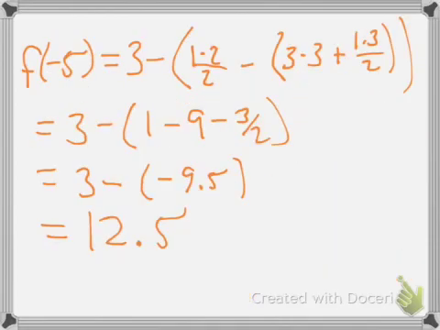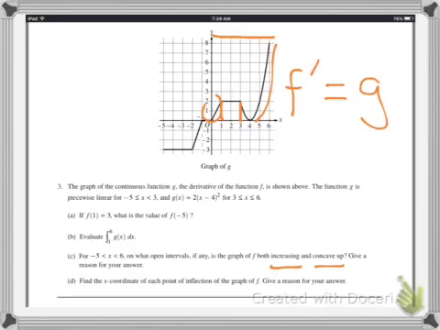Alright, now letter D. It says find the x-coordinate. So we only need an x-coordinate for this. We don't need to find the y-coordinate. Find the x-coordinate of each point of inflection on the graph of f. So how do I find a point of inflection? I need to see that the graph of f changes concavity.